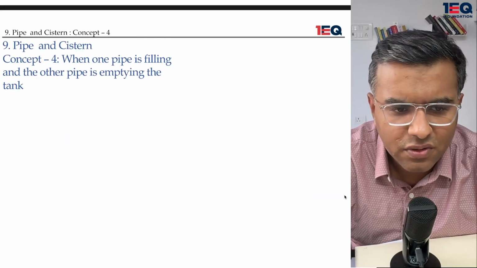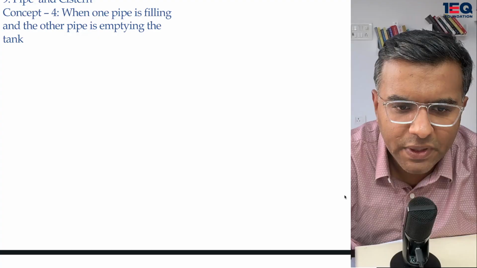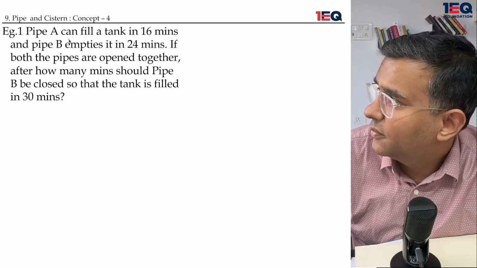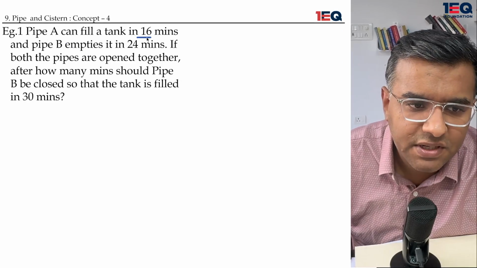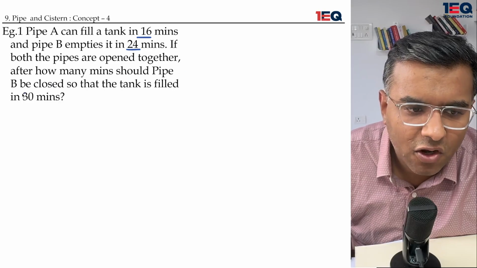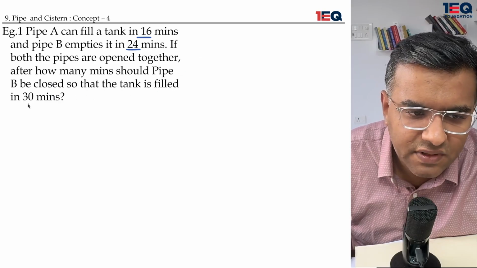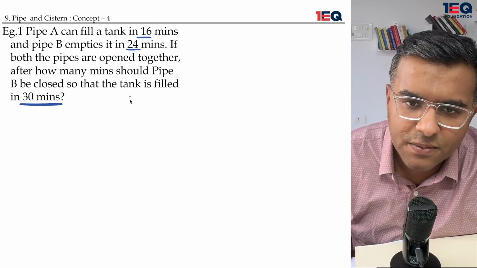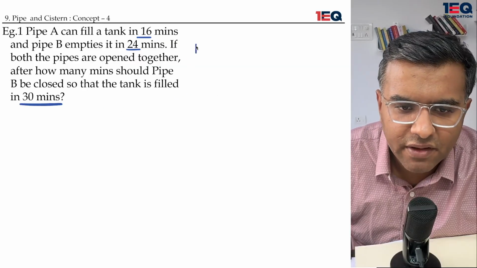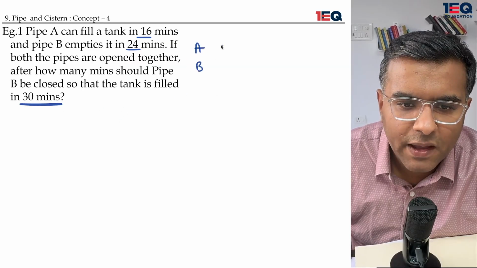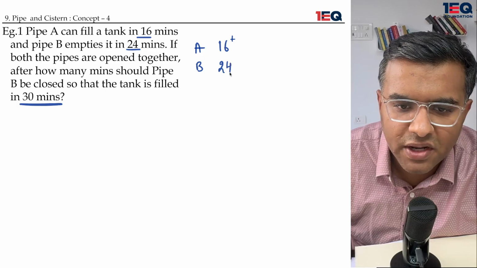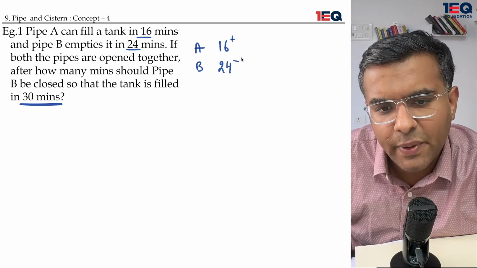We've already talked about this concept, so I'll take you to the question straight away. A can fill a tank in 16 minutes. B can empty the tank in 24 minutes. They are working together. After how much time should B be closed so the tank is filled in 30 minutes? I have A here and B here. A is doing the job, plus, and B is destroying the job, minus.